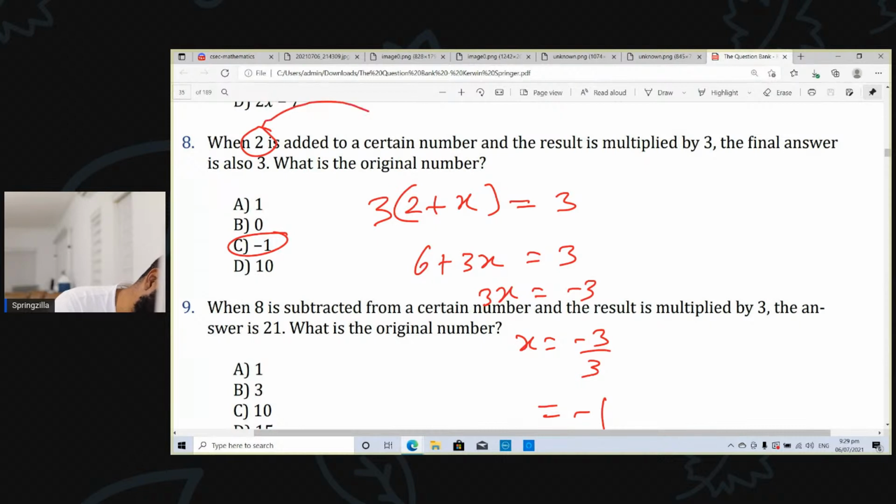2 is added to a certain number. If I add 2 to this, I get 3. The result is multiplied by 3, I get 9. That is not 3. I could try it at 0. The only one that will work is -1.